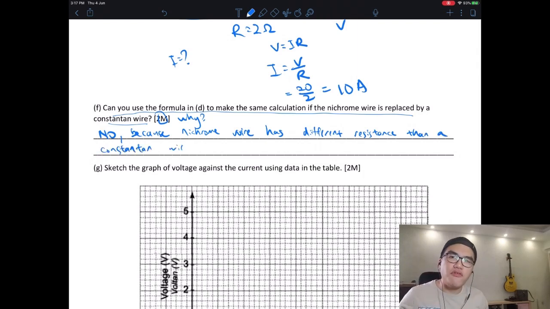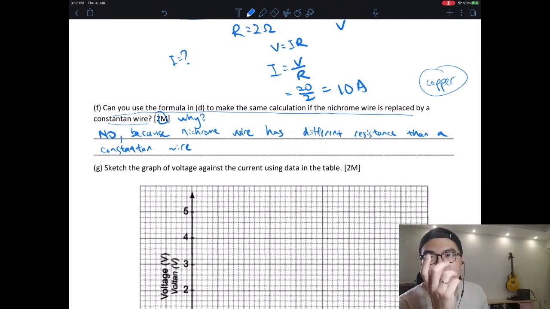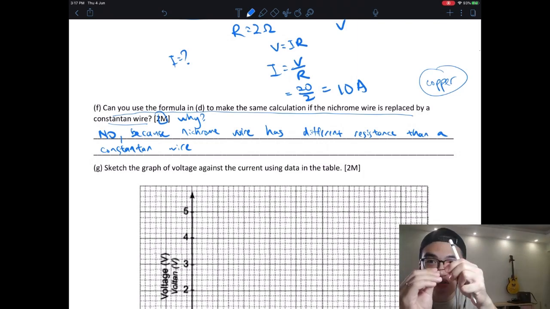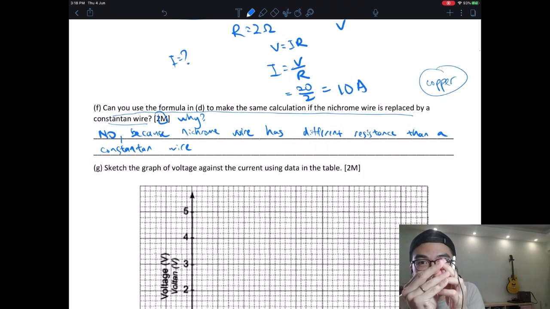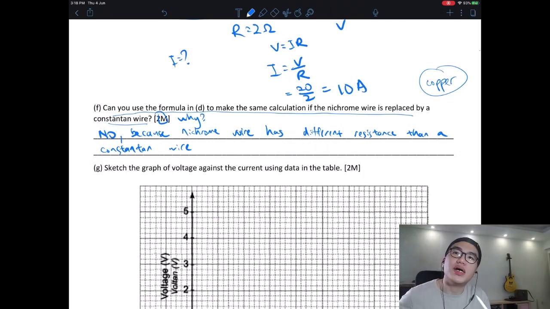Every metal has different resistance. What is the wire that has the lowest resistance? Normally we use copper. Copper is the best. Why? Because it's cheap and the resistance is very low. Next time if you see a wire, it has insulation. If you cut away the insulation, normally inside you will see a bronze color. That is copper.